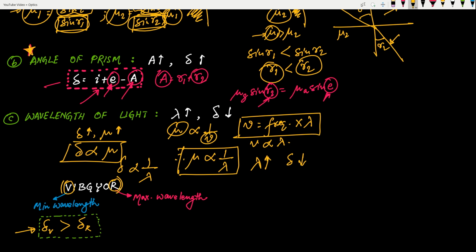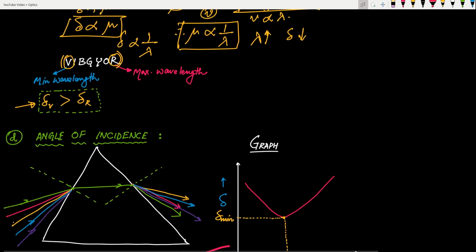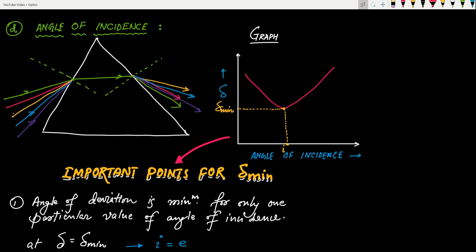So this is the third parameter on which angle of deviation depends. Now let's look into our fourth one, that is angle of incidence. The fourth parameter is the angle of incidence, and there is no such strict relationship that if angle of incidence increases, then deviation will increase, or if angle of incidence is increased, deviation will decrease. That is, there is no direct comparison like directly proportional or inversely proportional. Okay, so it is both.